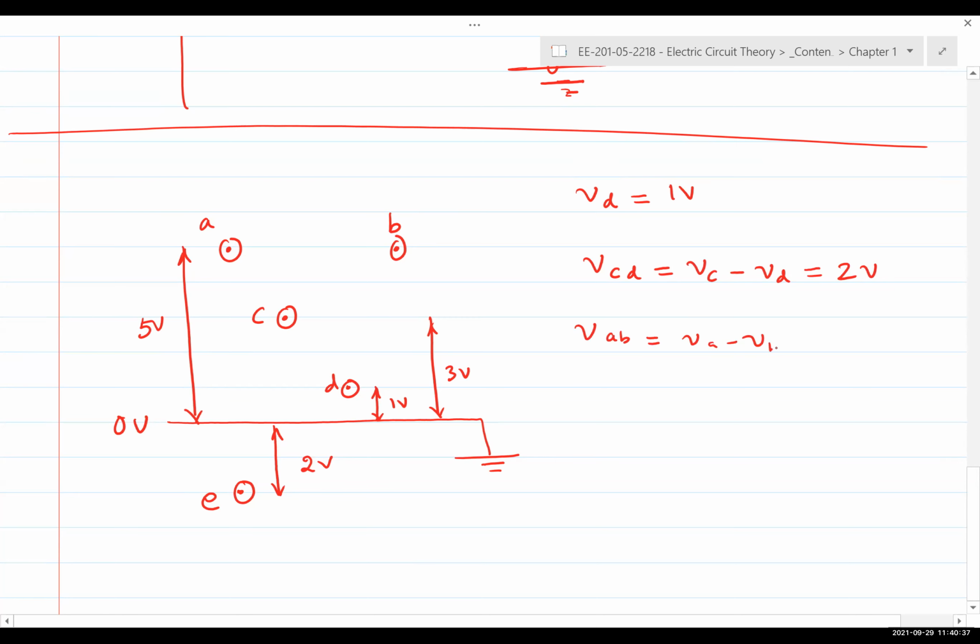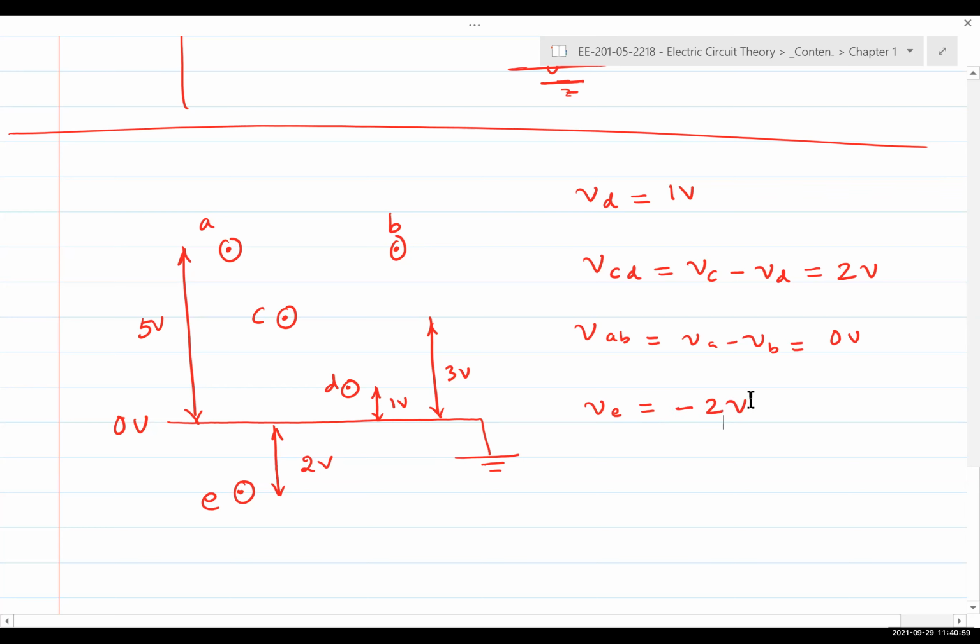So it's VA minus VB. So it's 5 minus 5, 0 volts. How about VE? Voltage measured at E with reference to ground. So positive reference is here, negative is here. So it flips. And so you get minus 2 volts.